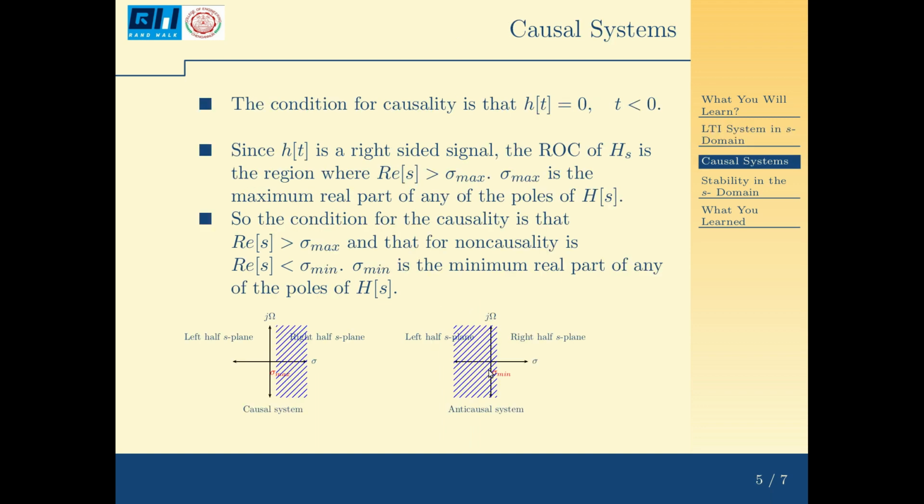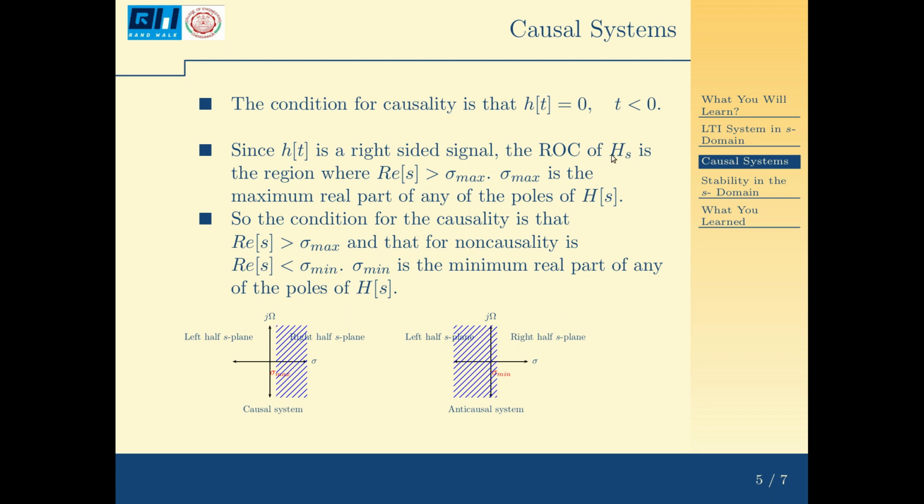Now let us use Laplace transforms to understand causal systems. The condition of causality for an LTI system is that h(t) equal to 0 for t less than 0. So h(t) should be a fully right-sided signal. So the ROC of H(s) should be the region where the real part of s is greater than sigma max, where sigma max is the maximum real part of any of the poles of H(s).